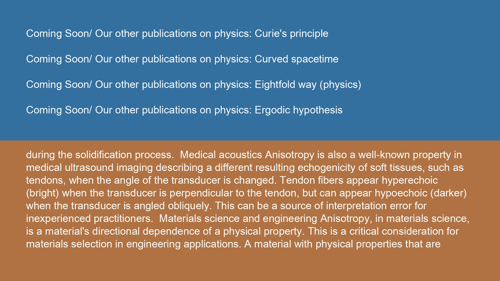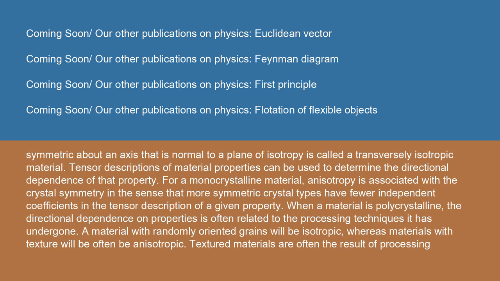Material science and engineering: anisotropy in material science is a material's directional dependence of a physical property. This is a critical consideration for material selection in engineering applications. A material with physical properties that are symmetric about an axis that is normal to a plane of isotropy is called a transversely isotropic material. Tensor descriptions of material properties can be used to determine the directional dependence of that property. For a monocrystalline material, anisotropy is associated with the crystal symmetry in the sense that more symmetric crystal types have fewer independent coefficients in the tensor description of a given property.